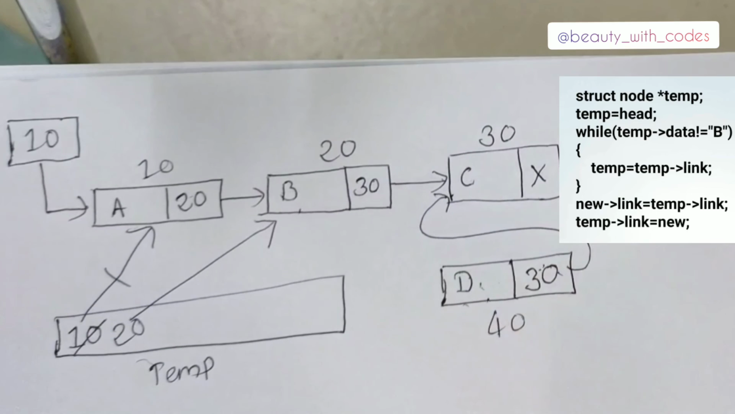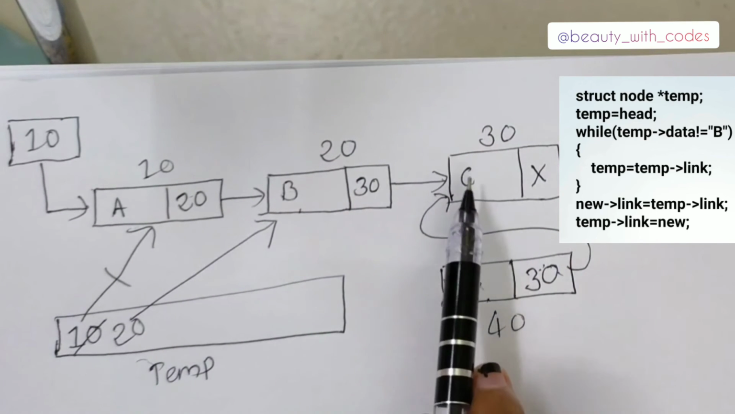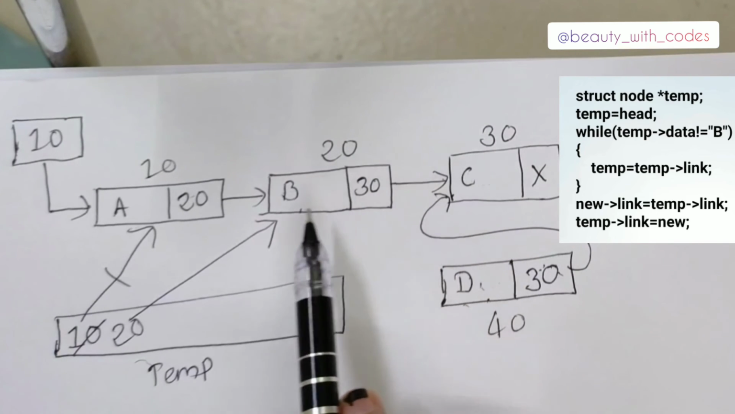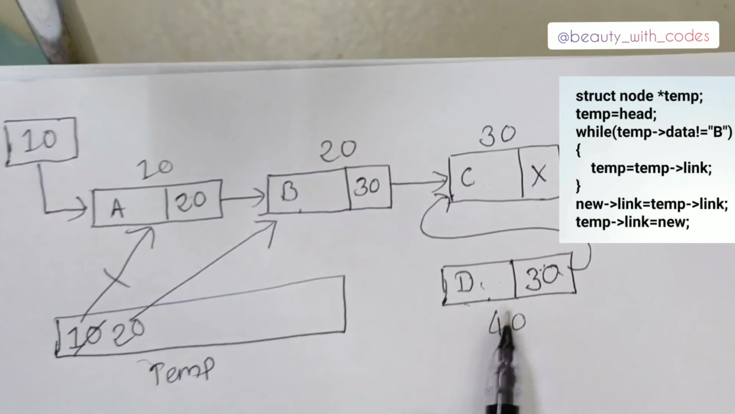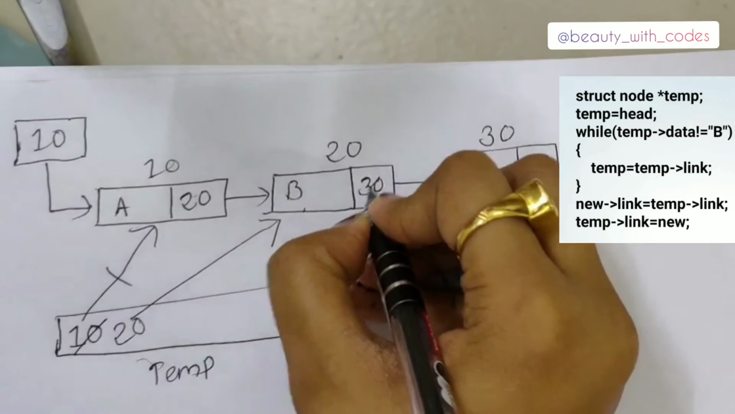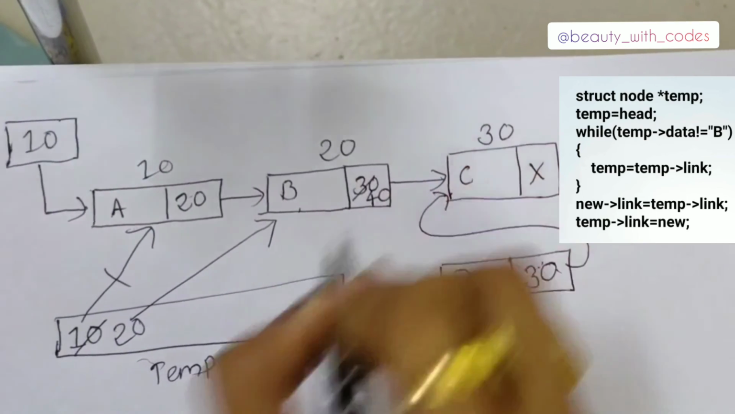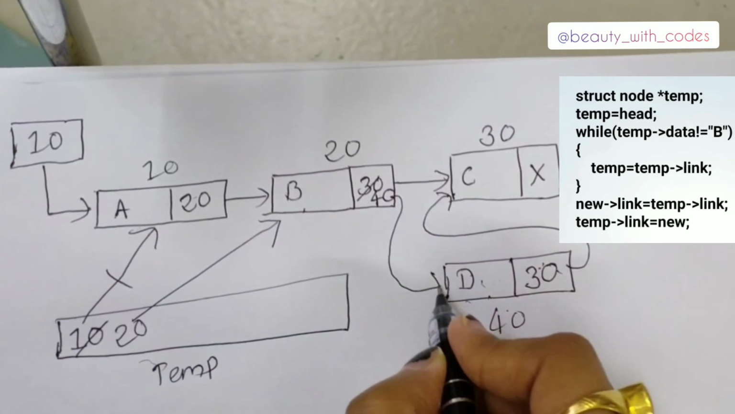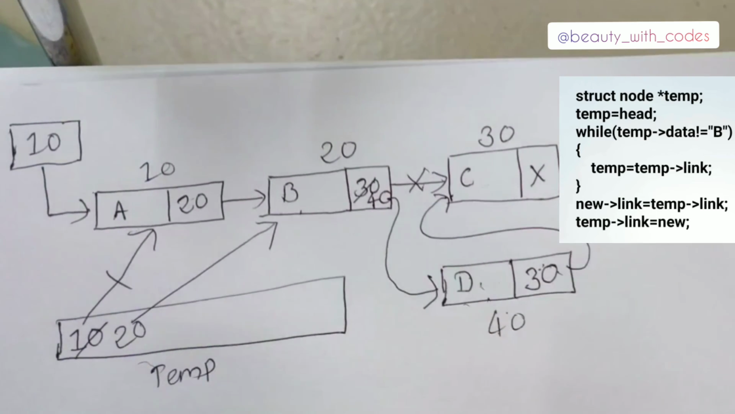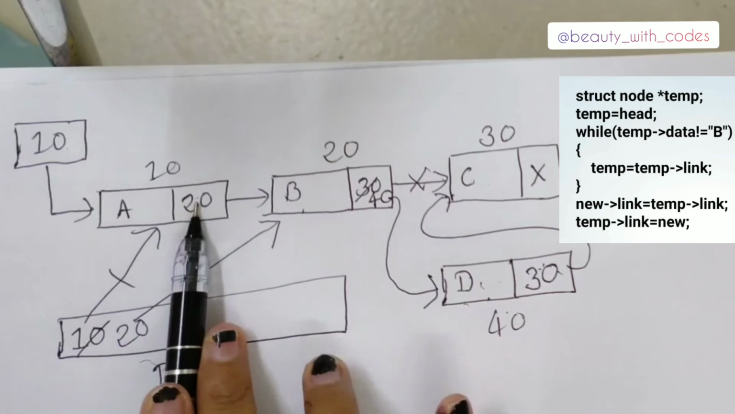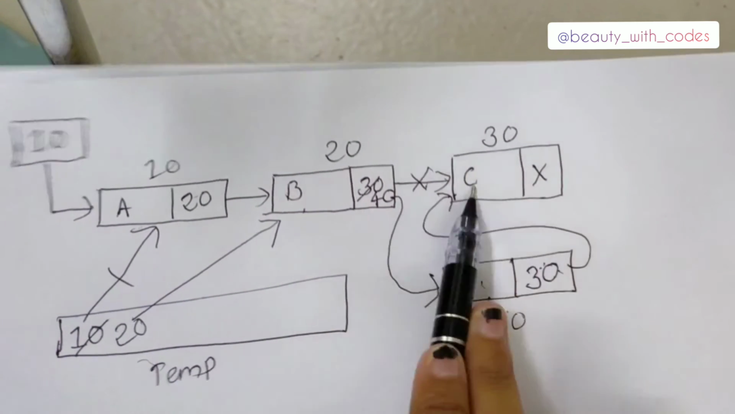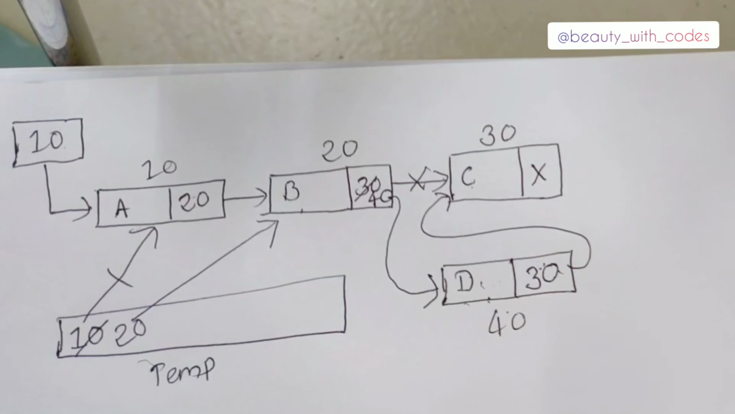That is fine. Now both B and C are pointing to D, isn't it? Now what will we do? We will make link of temp point to D, the new node. So this is not going to point to 30 but to 40, the node whose address is 40. Now B is pointing to D. It means head is pointing to A, which is pointing to B, which is pointing to D, and D is pointing to C. Okay, this is something we wanted, isn't it?